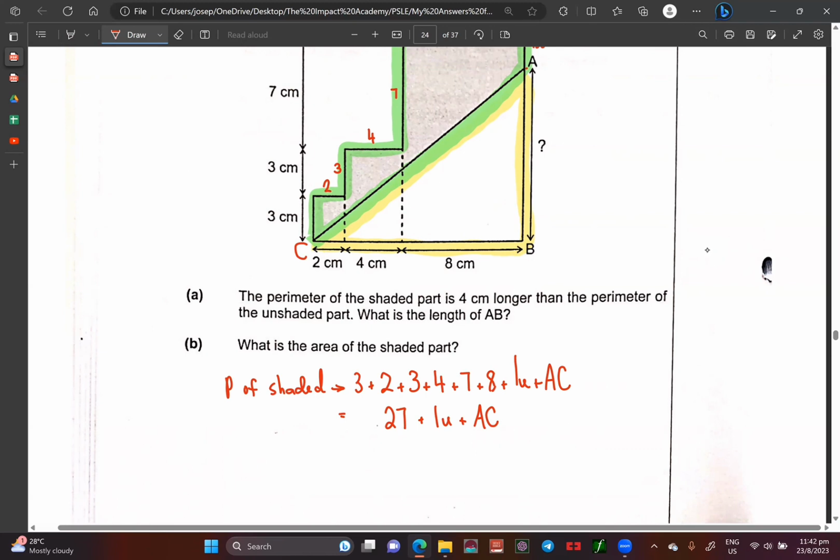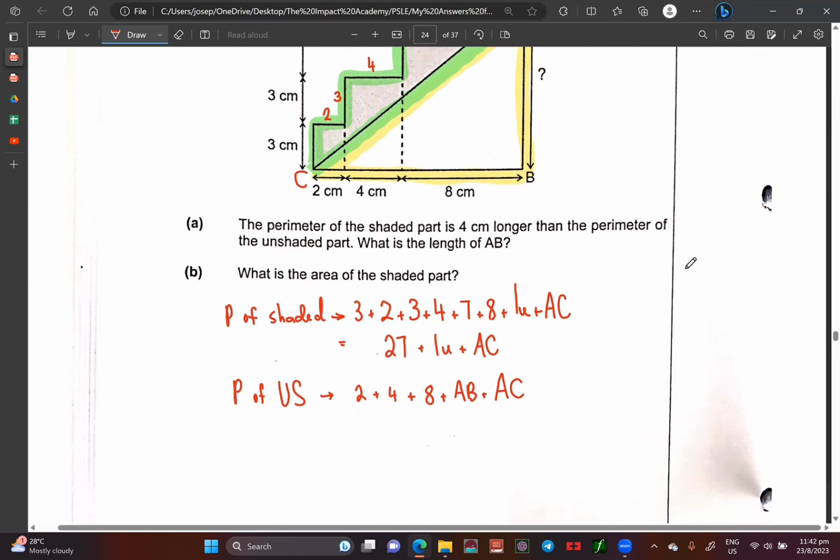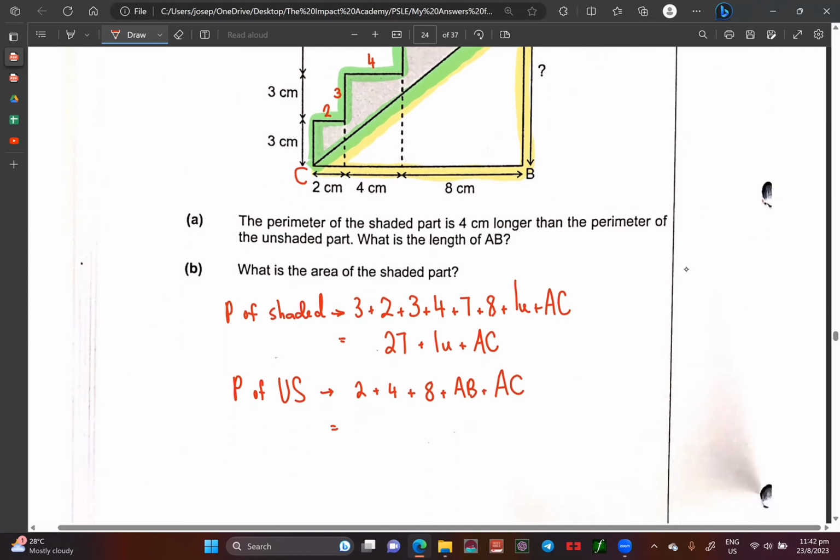Now, let's talk about the perimeter of unshaded. For the perimeter of unshaded, we know that it's 2 plus 4 plus 8 plus AB. And you see that it is AC again. So AC is the same. For those of you who have been attending my lessons, you know that whenever something is the same, we want to remove them. So you can see over here it is 14 plus AB plus AC.